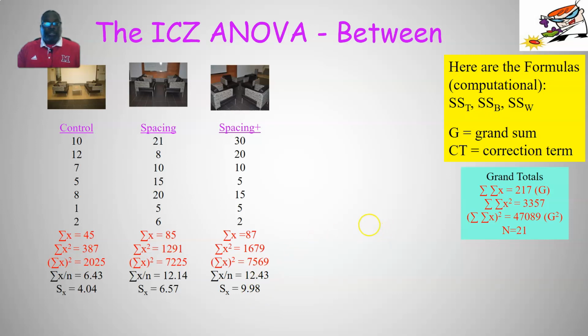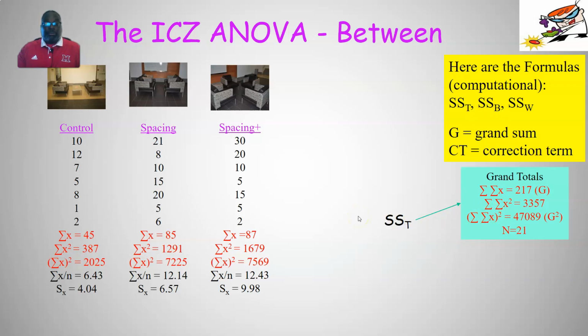So the first thing we need to get is our sum of squares total. And to get that, we'll need these grand totals. So this 217 is basically these three values added. This 3357 is these three added, combined. And then this 47,000 number is 217 squared. So that gives you your grand totals. And again, your large N is 21. So that's going to give us what we need for our sum of squares total.